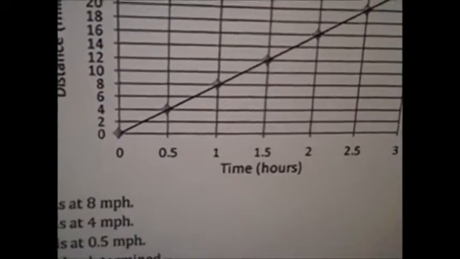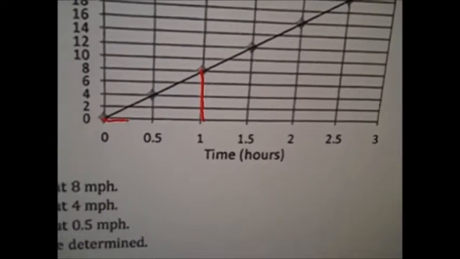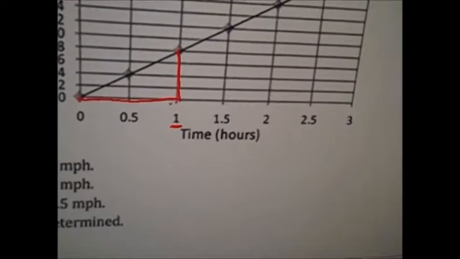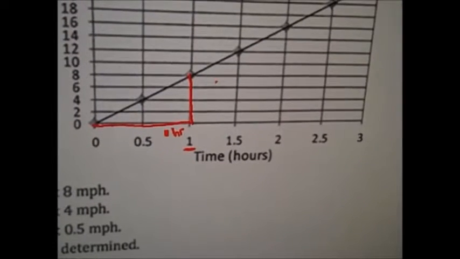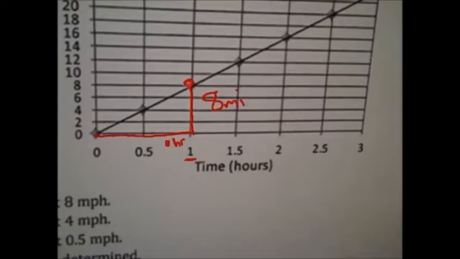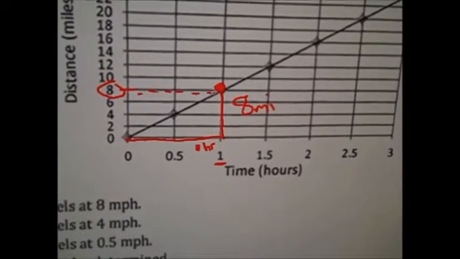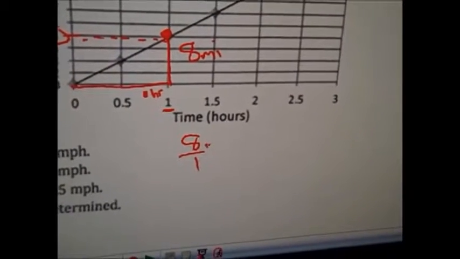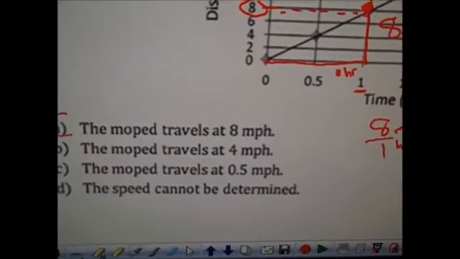To find the slope with the graph, just find rise over run. I pick 1 because that's a whole number, not a fraction. It's easier to work with that. In 1 hour, it went 8 miles. See here, this dot right here, it's at 8. The slope should be 8 over 1. 8 miles, 1 hour. Okay, the answer choices, that would be A.